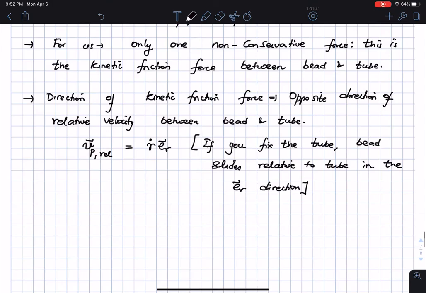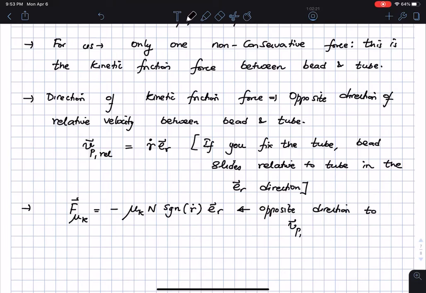Okay, which tells me that if I write the friction force now, F_muK, this is going to be minus mu_K times the normal force, and then this is going to be dependent on the sign of r dot, some sign of r dot, and then in the e_r direction. Opposite to the direction of the relative velocity. Okay, this is opposite to the direction of v_P relative.